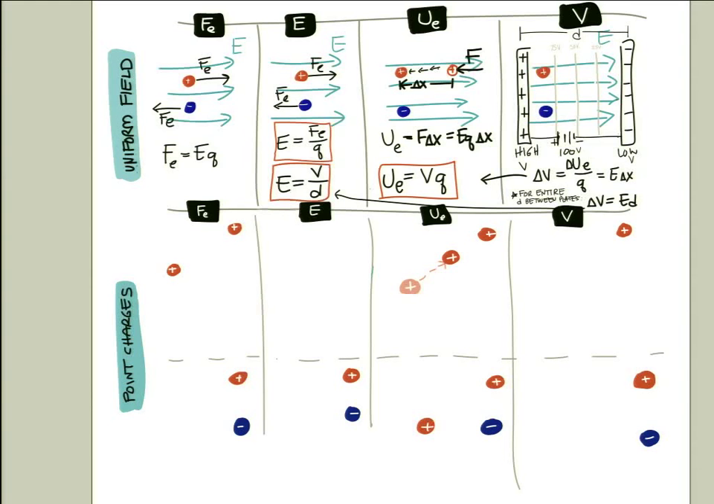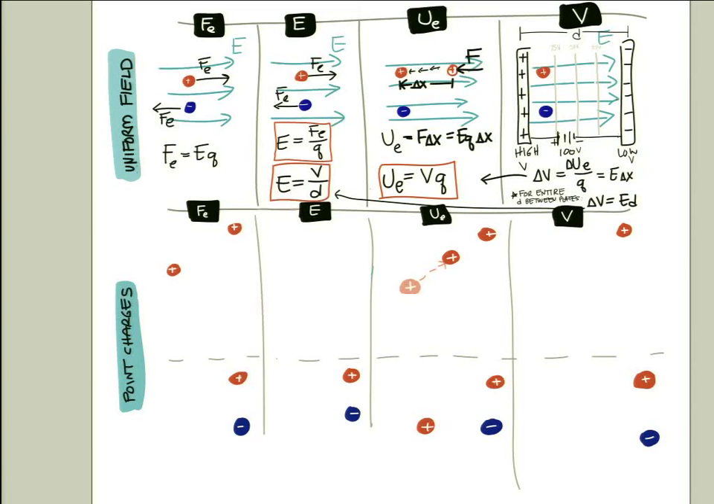All right, welcome to part 3 of the pump up for electricity for the AP exam. What we talked about last time is electric force, electric field, electric potential energy, and electric potential, V, all for uniform fields. And you can see that at the top of the diagram here.